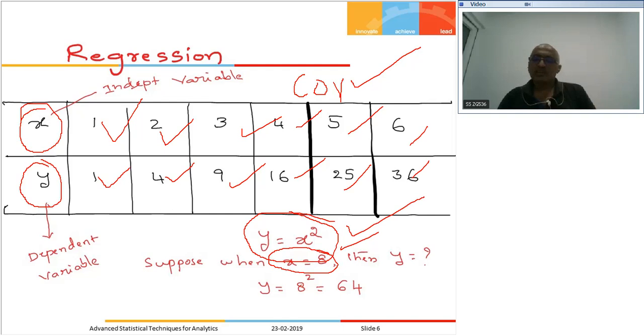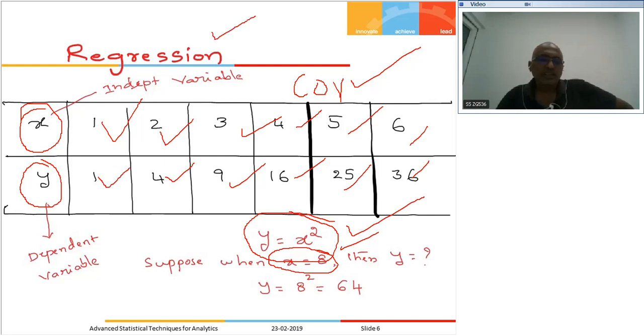I hope it is clear, the difference between correlation and regression. Correlation gives a feel of the relation, and regression gives exactly what that relation is between the two variables. Once we have Y equal to X square, then we can predict. That is, when X equal to 8, Y equal to 64, and when X equal to 10, Y equal to 100, like this. This entire way of doing this is called regression, or regression analysis.